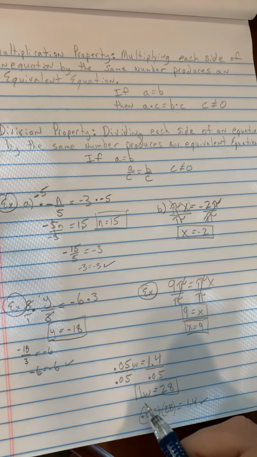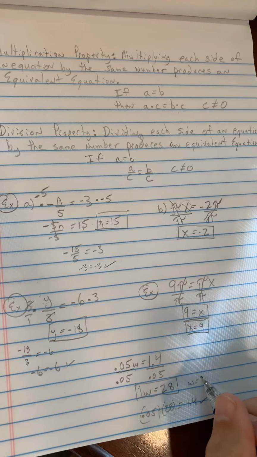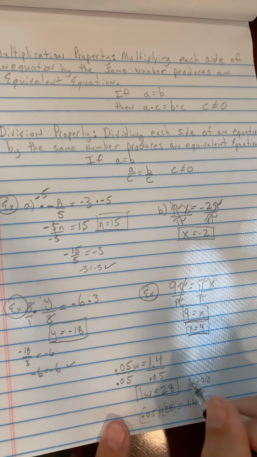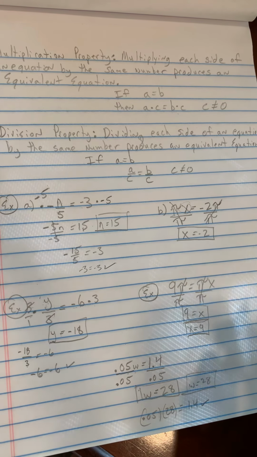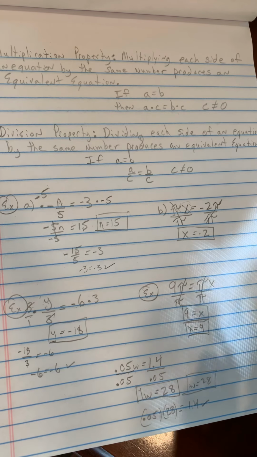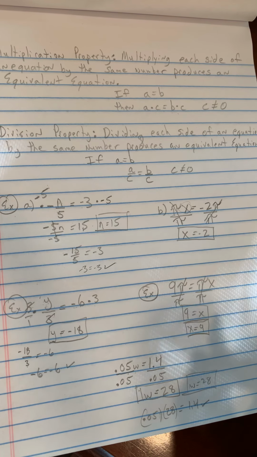W is equal to 28. You don't need to write the W there. I would prefer that we write that as W is equal to 28. And that is it. We should be able to practice some simple inverse operation problems using multiplication, division, addition, and subtraction.